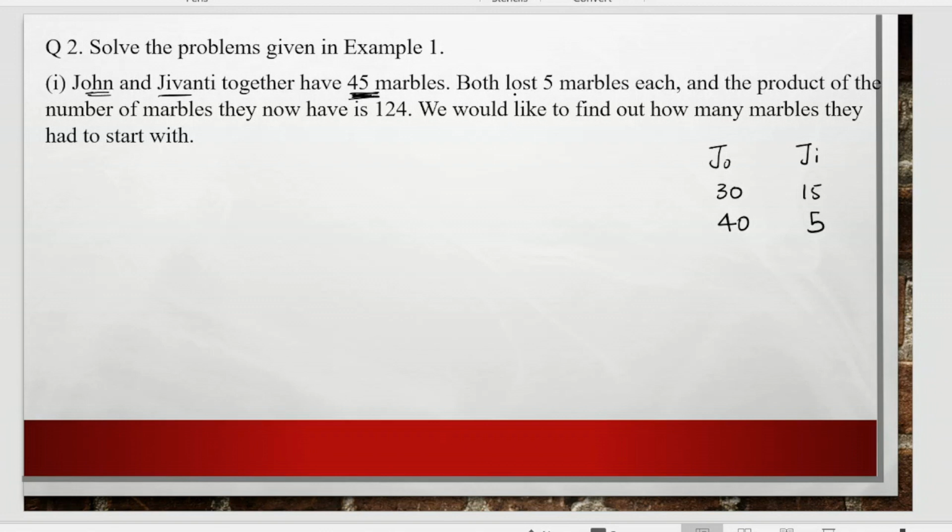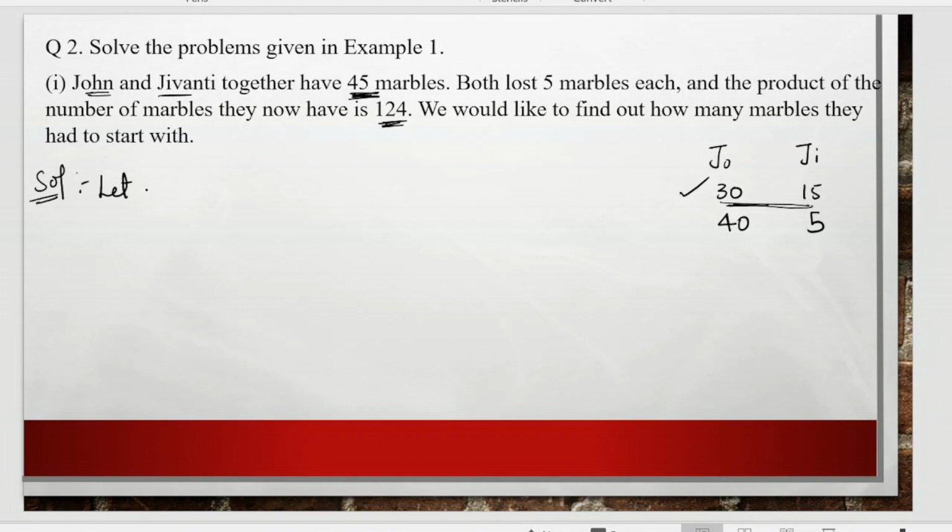Now see here, both lost 5 marbles each. If John loses 5 marbles, he will have 25, and if Jivanti loses 5 marbles, she will have 10. The product of the number of marbles they now have is 124. After losing 5 marbles each, the product of the number of marbles they have is 124. We would like to find out how many marbles they had to start with. So let us solve the question.